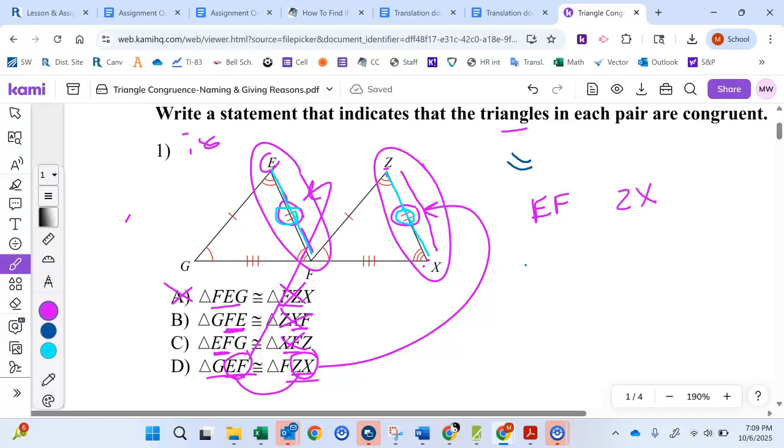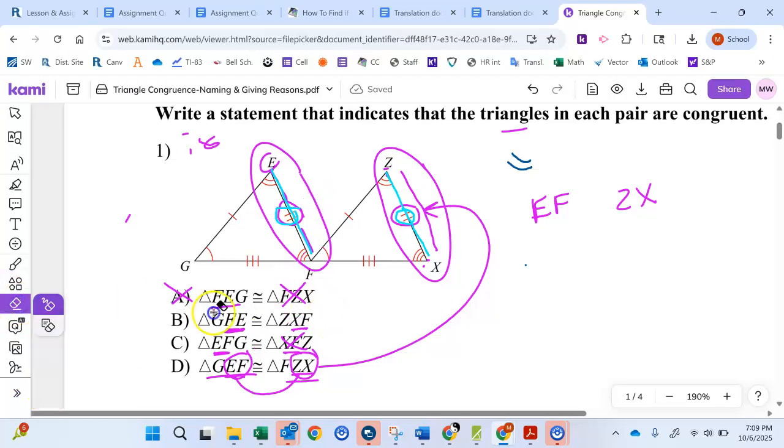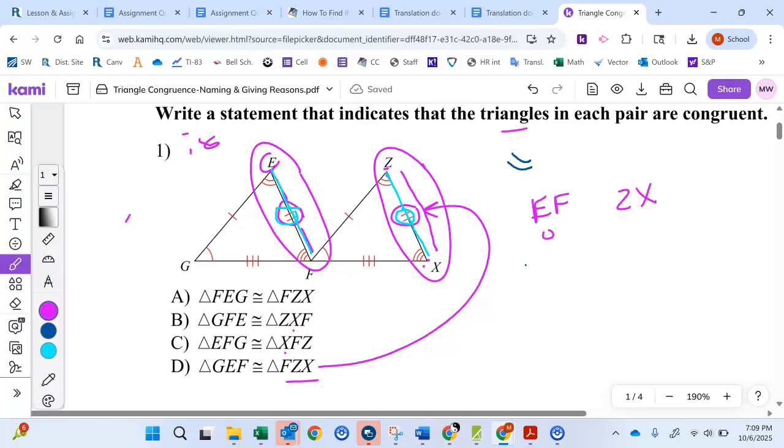So when we name the angles, let me go ahead and review that again. I know if you already understand it, you might skip this to the next part. So we found two sides that are the same. Now EF or FE, it could go either way. So that's right here, right? Letters 1 and 2. So that means ZX should also be letters 1 and 2, but that's not ZX, that's FZ. So that's wrong.